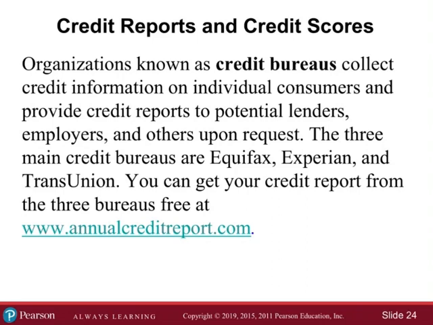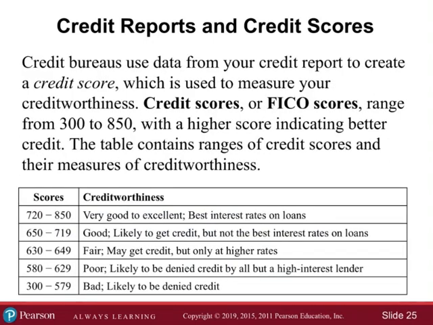Okay. And we've got probably one more slide. This section was more just a discussion and talk. So that's cool. Credit bureaus use data from your credit report to create a credit score, which is used to measure your credit worthiness. Credit scores, or FICO scores, range from 300 to 850, with the highest score indicating better credit. The table contains ranges of credit scores and their measures of credit worthiness.